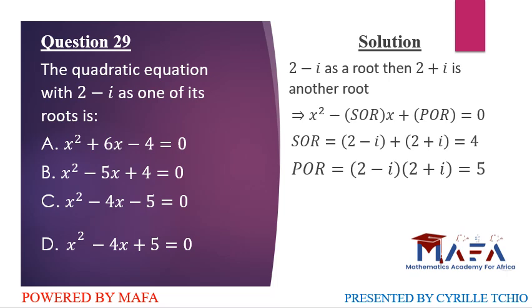The sum of roots here is 2 minus i plus 2 plus i, which is 4, since the i's cancel. For the product of roots, you have 2 minus i times 2 plus i. This is a difference of 2 squares: this one squared is 4, and then this one squared. Don't forget that i squared is already negative 1. Negative 1 times this negative is positive, so we have 5.